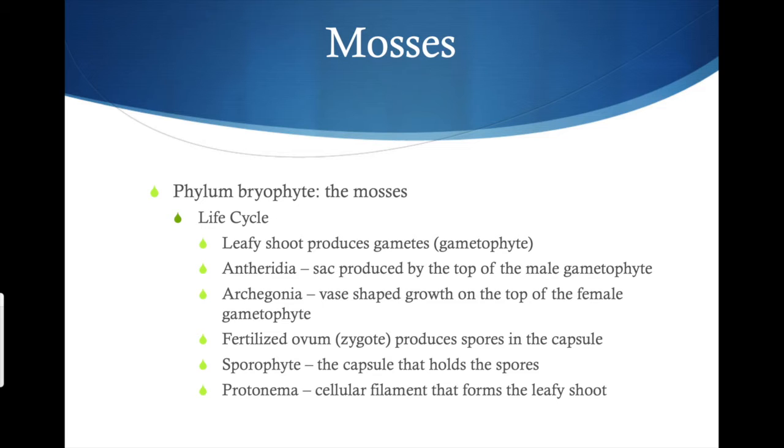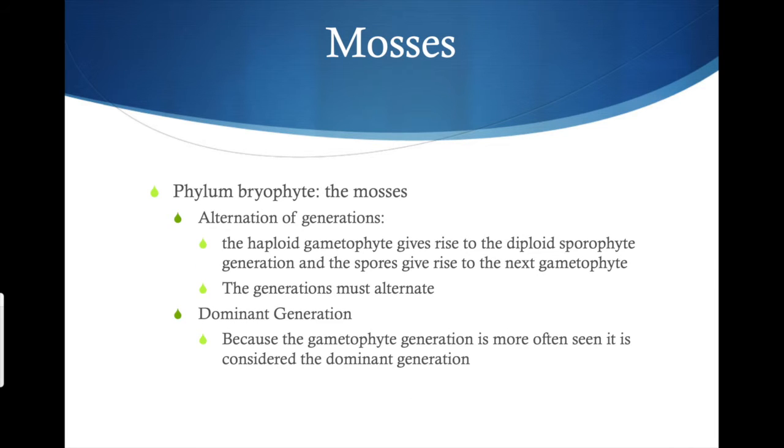This is an important process that you'll need to learn, and you'll see it in other plants, like the ferns. You see the same thing in the ferns, the alternation of generations. Here you see the haploid gametophyte gives rise to the diploid sporophyte generation, and the spores give rise to the next gametophyte. So these generations go back and forth.